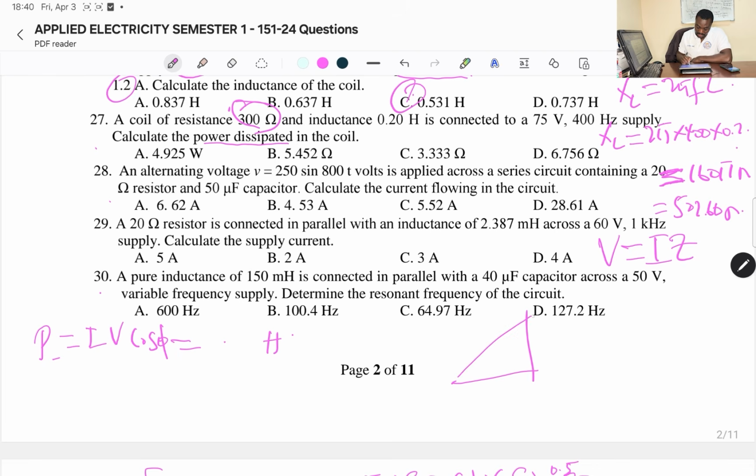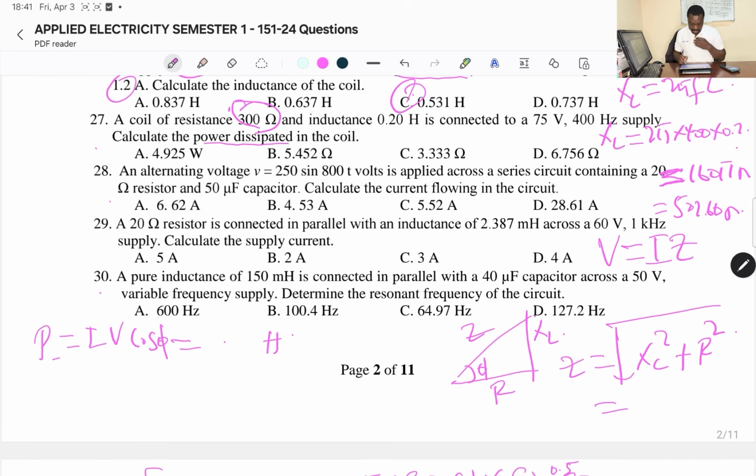I can use this one here. I have the phase angle here, and here we have XL, R and then Z. So the impedance here will be, using Pythagoras theorem, Z squared, meaning Z is the square root of XL squared plus R squared.